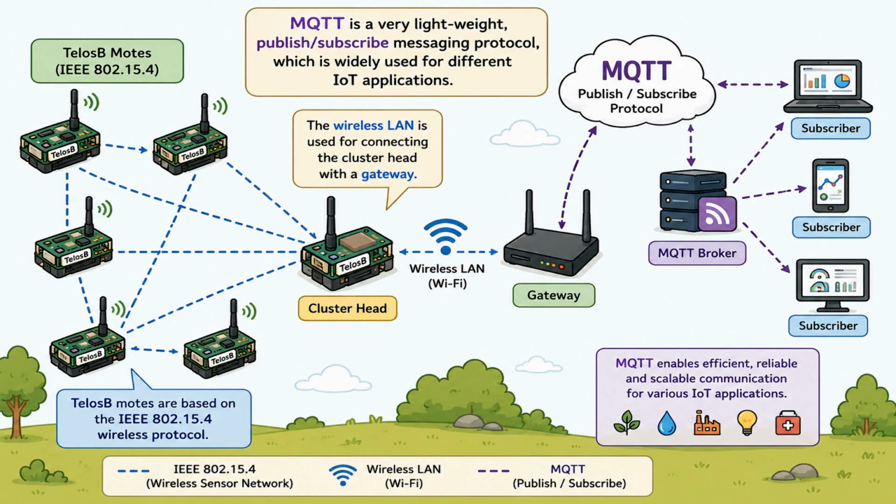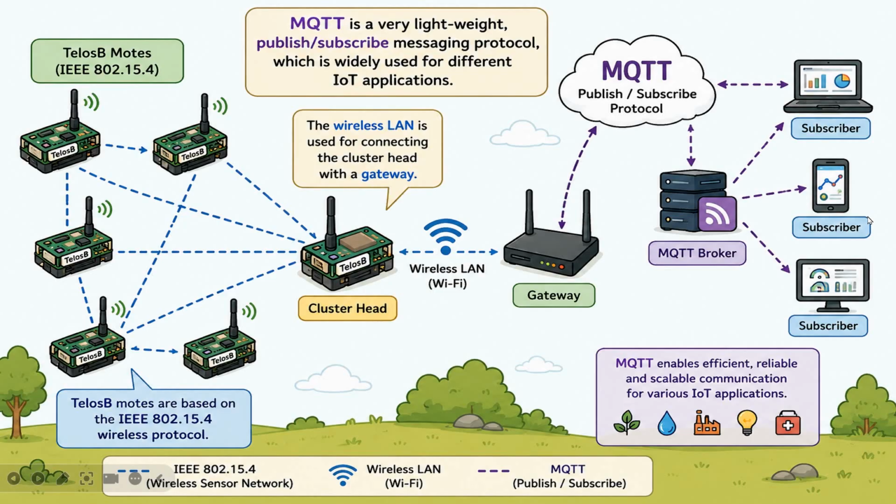Then the cluster head is connected to a gateway through a wireless LAN Wi-Fi network. The gateway serves as a bridge between the local wireless network and the internet, or the cloud-based IoT services. Now through this connection, the collected sensor data can be transmitted to an MQTT broker. So the MQTT broker is the central communication server, and it receives the published data from the IoT devices, and it distributes the information to the different subscribers here.